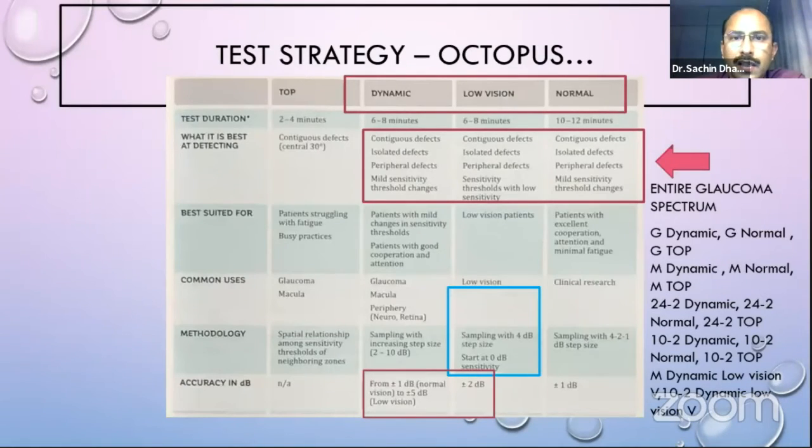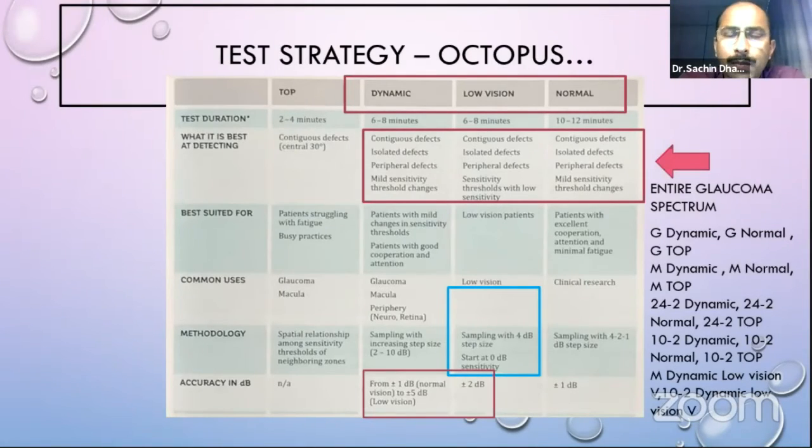Now, the test strategies. Strategies have already been discussed. These strategies have a slightly different name, but basically convey the same ethos as they do on the Humphrey. We have the dynamic, which is comparable to the SITA. We have the low vision, which is an option that is not there on the Humphrey. We have the top, which is like the SITA fast. We have top faster, which is like the SITA faster, and normal, which is like the normal strategy or the full threshold strategy of the Humphrey. So we have all the strategies available.